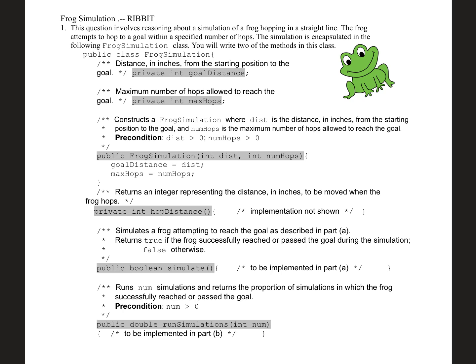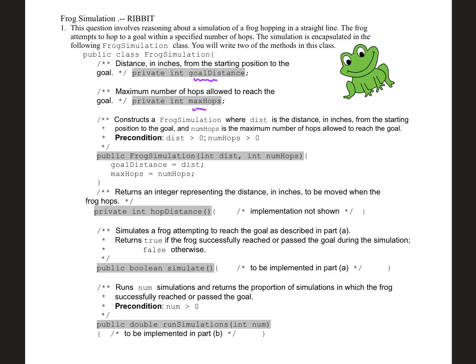All right, this is the frog hop problem. What is happening in this problem is we have a bunch of frogs hopping and they're racing. So we have the goal distance. That's how far they need to go. And they can only take so many hops, called max hops.